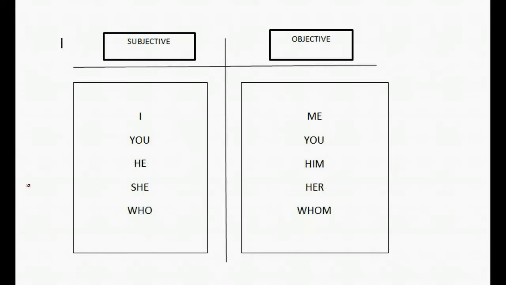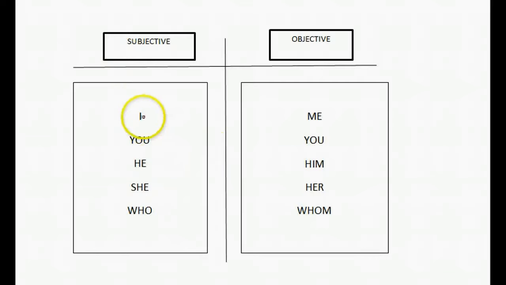Okay, I've been tormenting you with things about subjective and objective. We've talked about complements and objects for about 2 weeks now. And one of the reasons I've done this is because there's always this question of who and whom. When do you use who? When do you use whom?